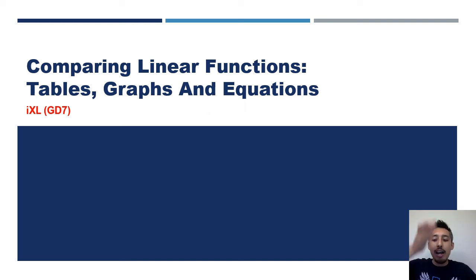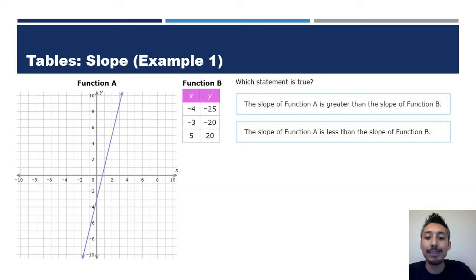Alright, this is kind of like the halfway point. I would actually recommend that if you already watched the rest of the video before, you pause and work on the first IXL assignment. From here on out, we're going to be focusing on the second IXL assignment, which is right here on the screen, GD7. Here is the first example for the next section.